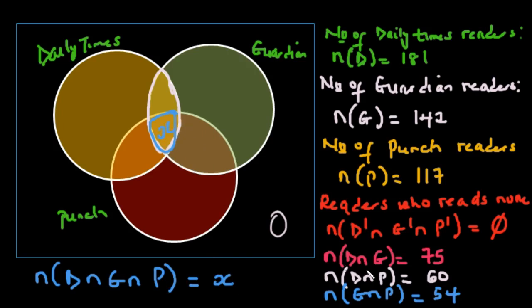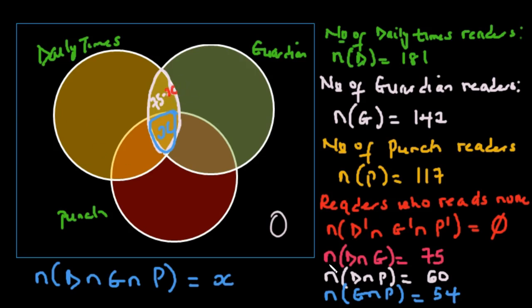Now, the number of D intersection G, people who read Daily Times and Guardian, is this whole portion. I already have this one cut out as X. So what we have left in this place will be 75 minus X. Oh, that's not showing. Let me use red to do the X.